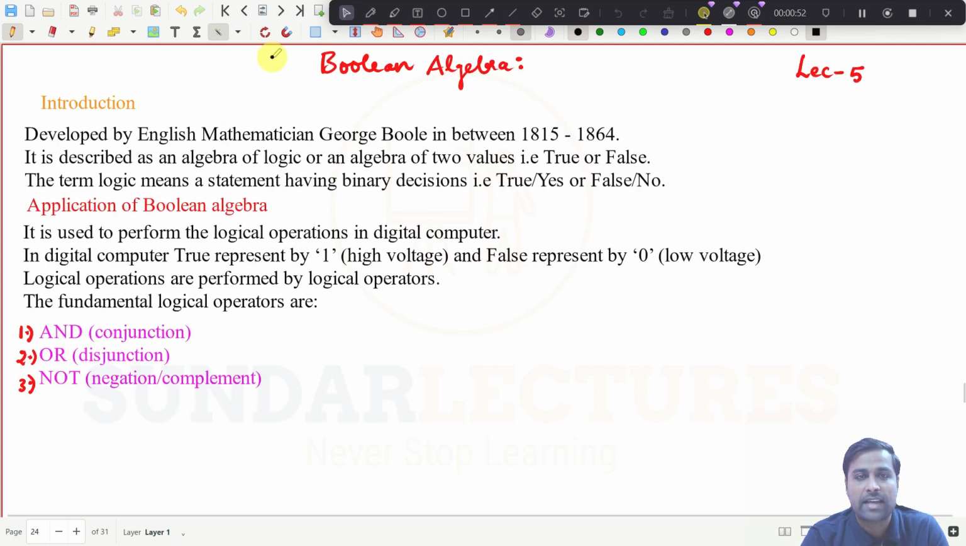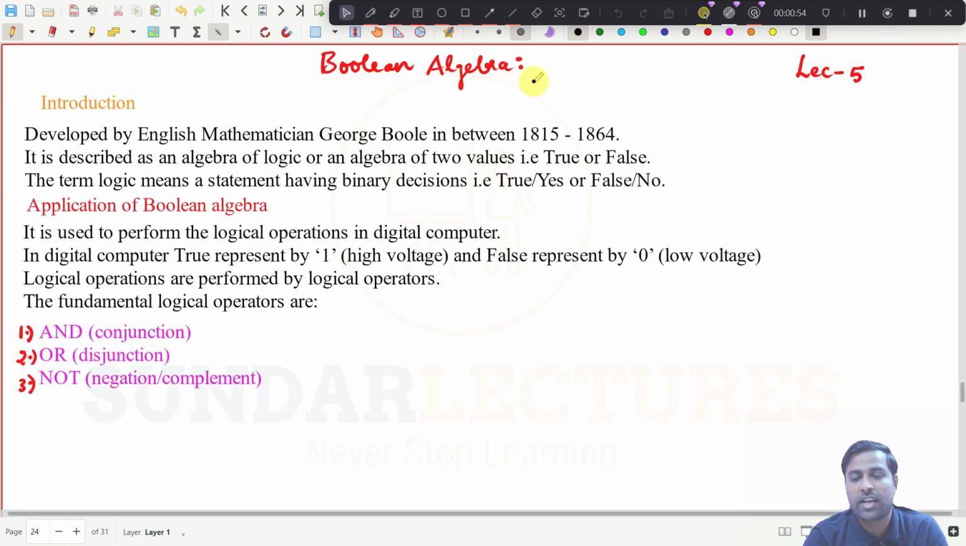So in this class we are going to start with Boolean algebra. What is Boolean algebra and why is it coming? That is what we are going to see. This is the introduction. It was developed by the English mathematician George Boole, between 1815 and 1864. It was so long ago, and it is described as an algebra of logic or an algebra of two values, that means true or false. Either it will be 1 or 0.